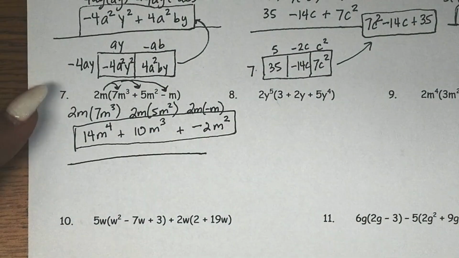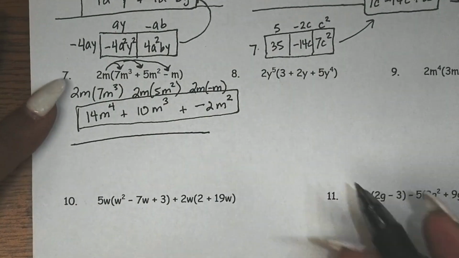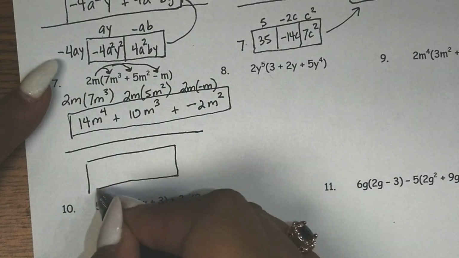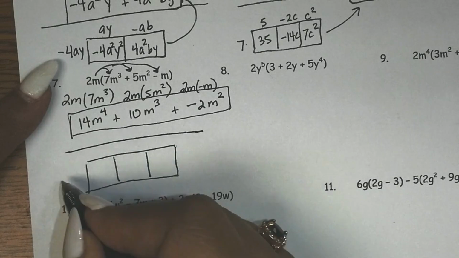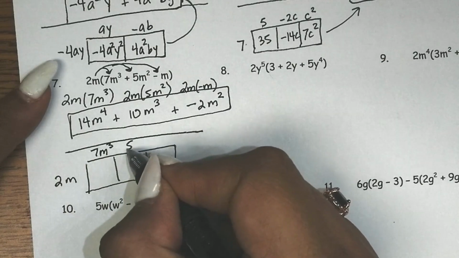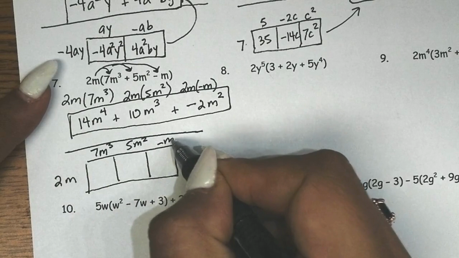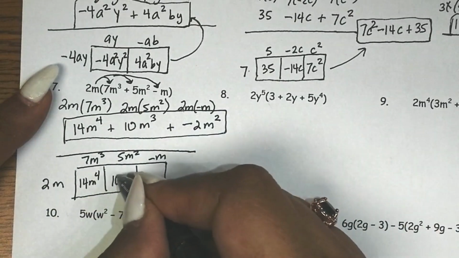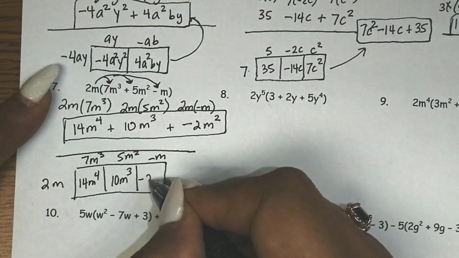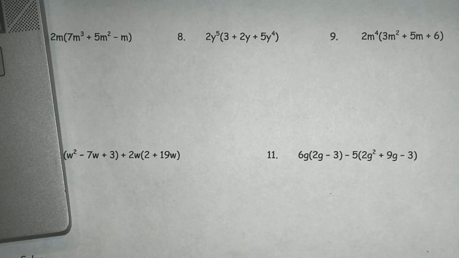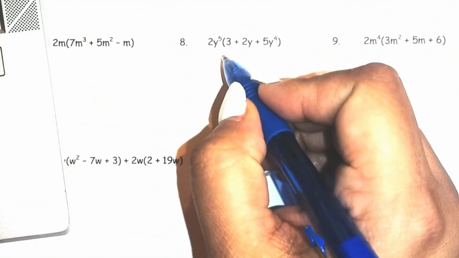And this is what my end product looks like. So when I put my box together, I'm going to make this a 1 by 3 and do my multiplication in the boxes. So we got 7m cubed on the top, 5m squared here, and a negative m here. 14m to the 4th, 10m to the 3rd, and negative 2m squared. Okay, so let's look at number 8.